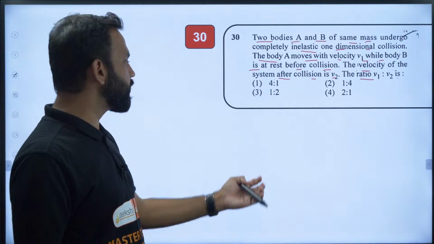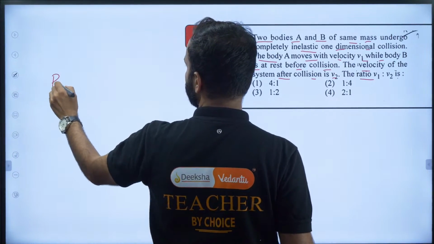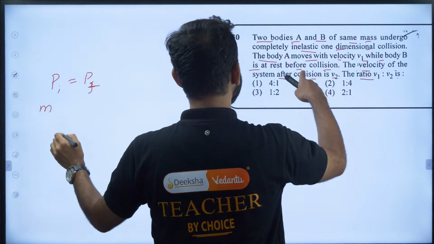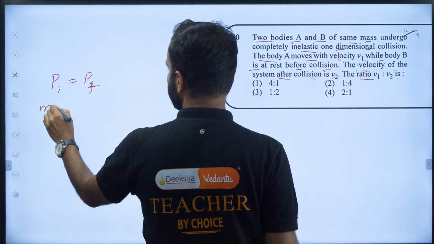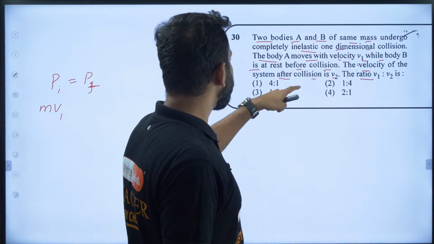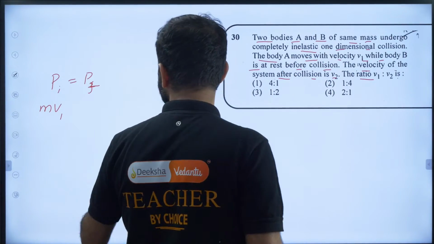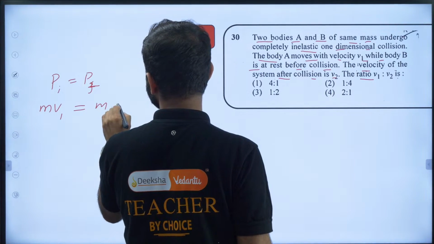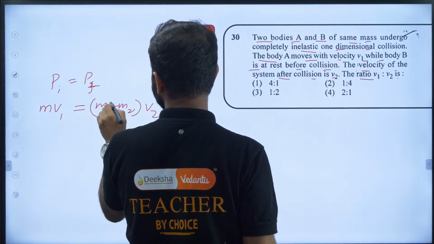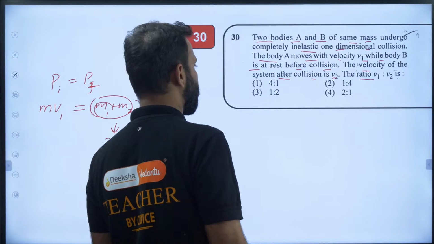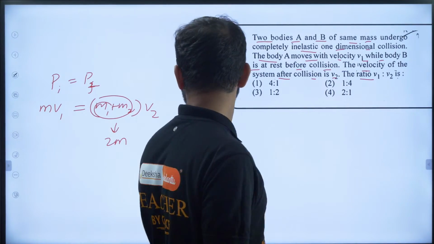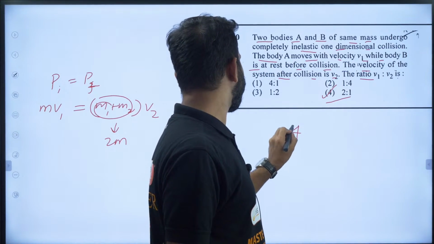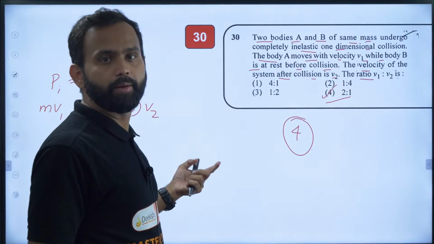Now apply conservation of momentum theorem. What is the conservation of momentum theorem? Initial momentum equal to final momentum. Initial momentum is mass of body A, m, into velocity of body A, v1, and before the collision, body B is at rest, so its initial momentum is 0. Final momentum is m1 plus m2 into v2, and m1 plus m2 is 2m. Now solve this, and you will get v1 is to v2 as 2 is to 1. The correct option is 4. Why is it m1 plus m2? Because it is a completely inelastic collision.